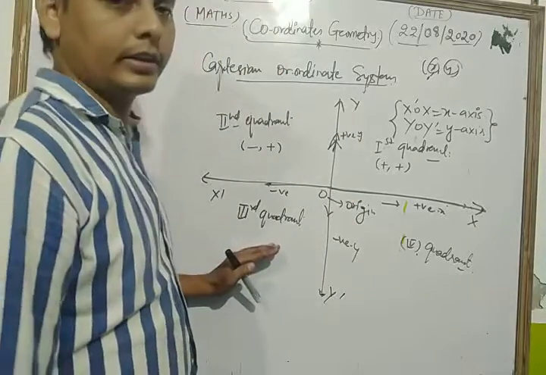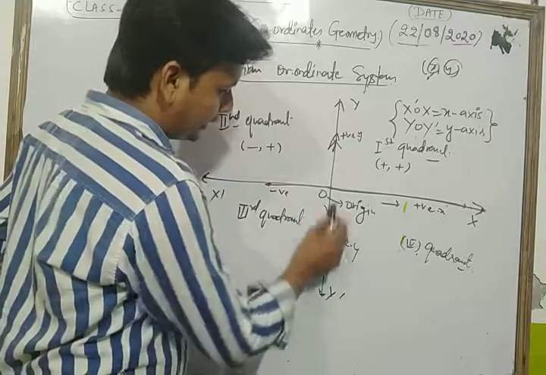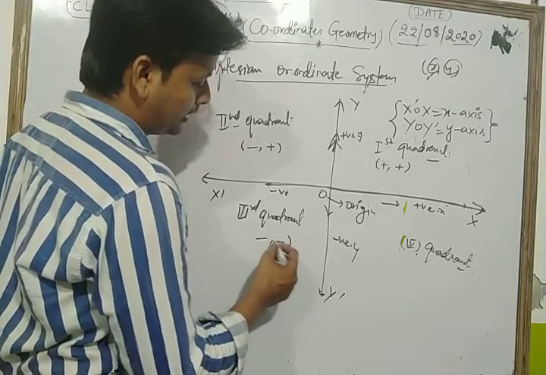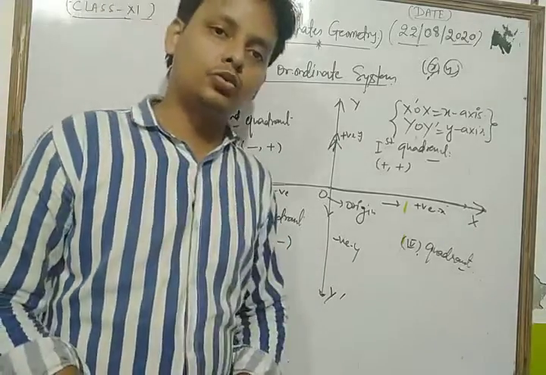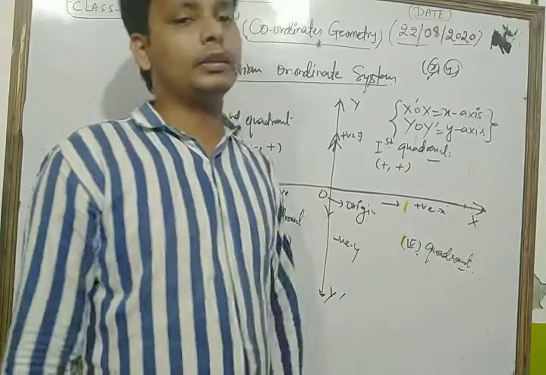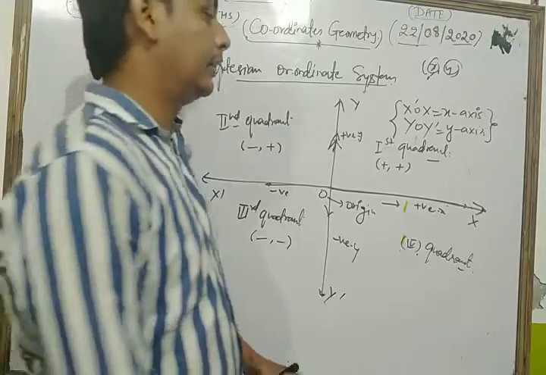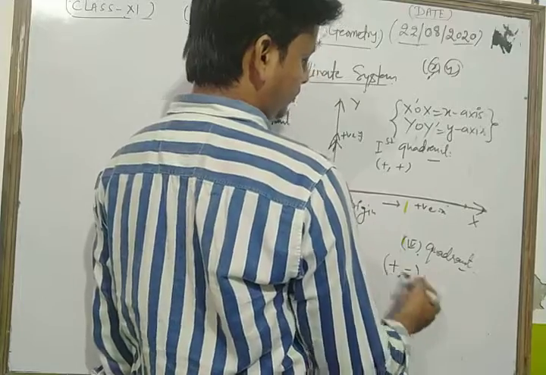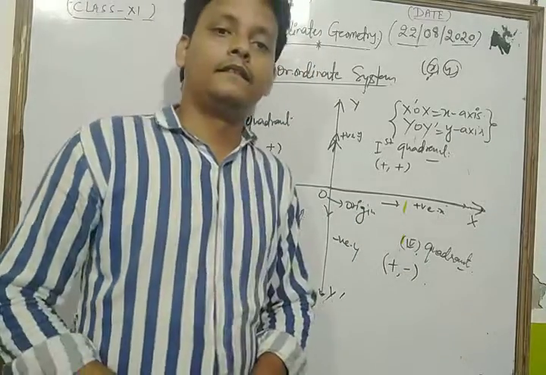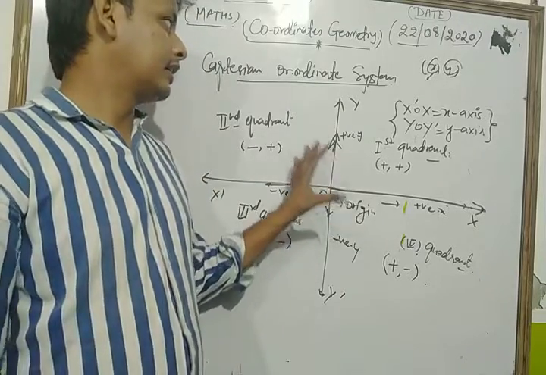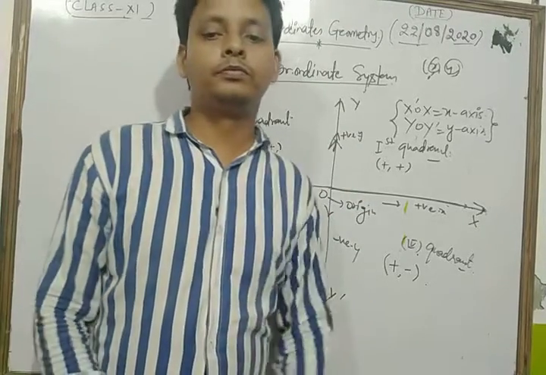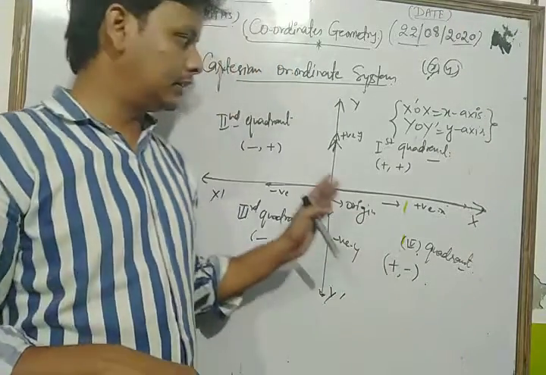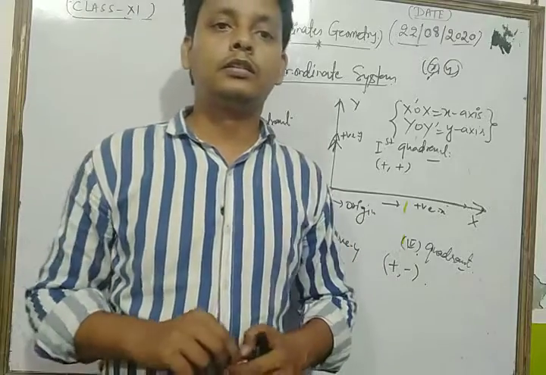Okay, in the third quadrant, both directions, x and y, are negative, so both abscissa and ordinate are negative. Now in the fourth quadrant, y is in the negative direction but x is positive, so the abscissa is positive but the ordinate is negative. So dear students, this is the Cartesian coordinate system of coordinate geometry. This is very easy and you know that very well. You already read about that in class 10th.